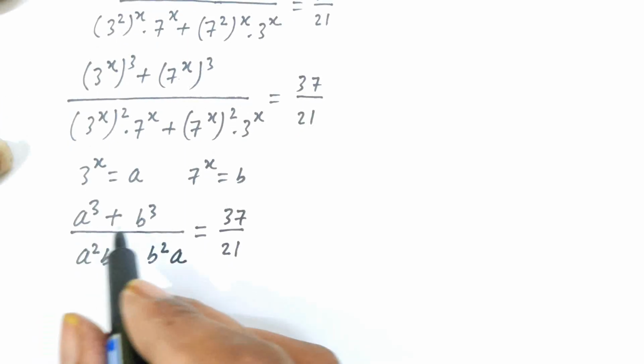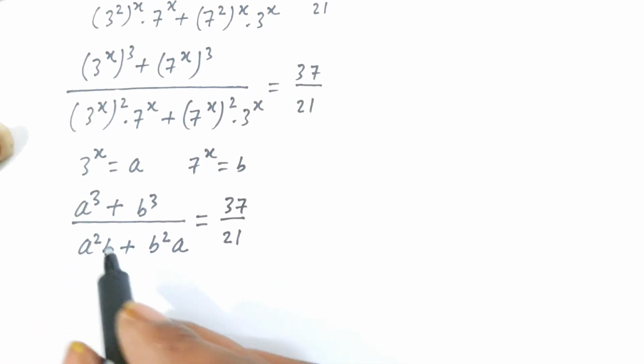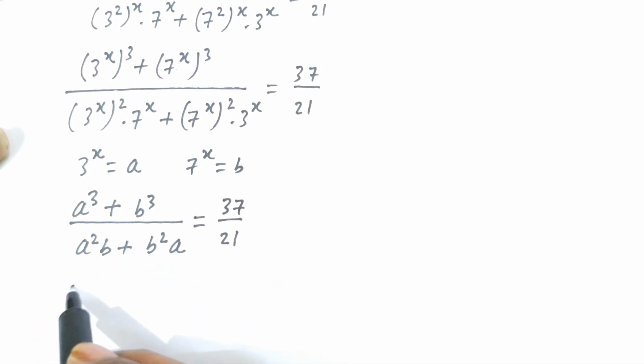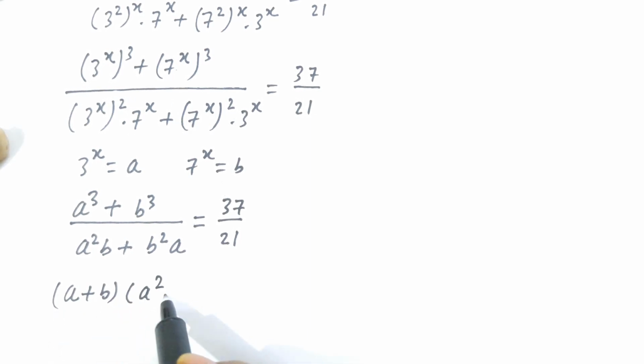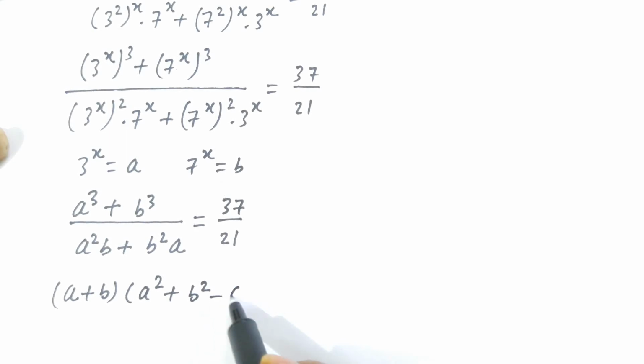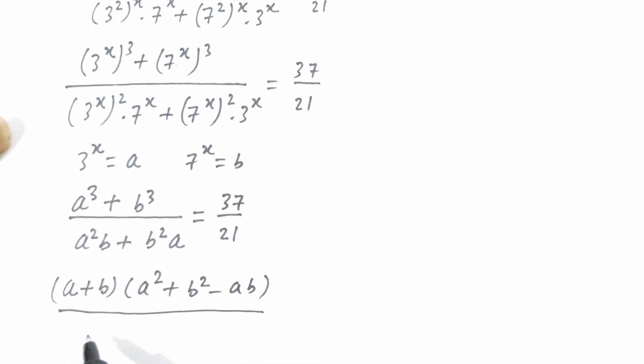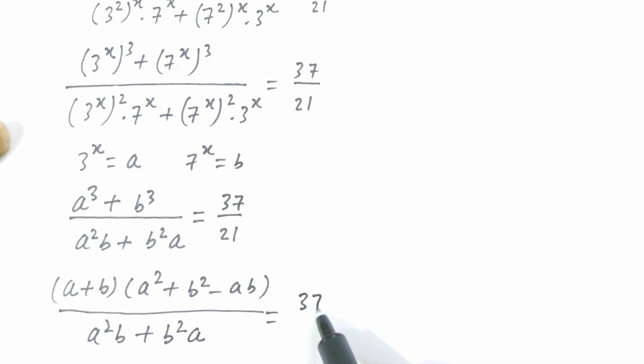Now in numerator a cube plus b cube, we know that a cube plus b cube is same as a plus b times a square plus b square minus a times b, and in denominator a square times b plus b square times a, and this is equal to 37 divided by 21.